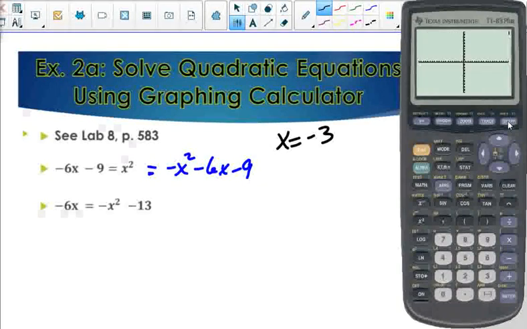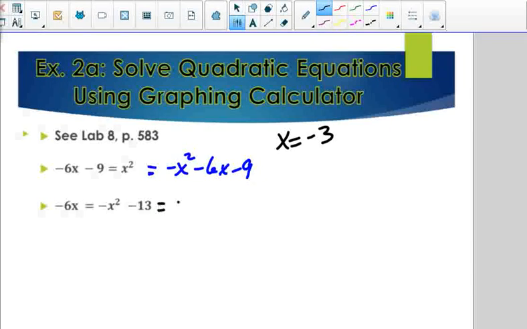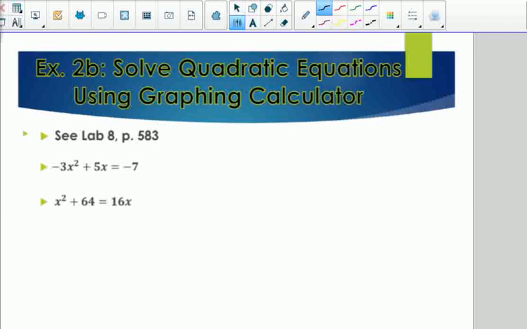If I graph that, you can see that my parabola does not touch the x-axis. So this one would be no solution. There's no real solutions. It will never touch the x-axis. So that's just another example of how you can verify your answer by graphing it on your graphing calculator. If you want to practice some more, here's a couple other problems that you can do.